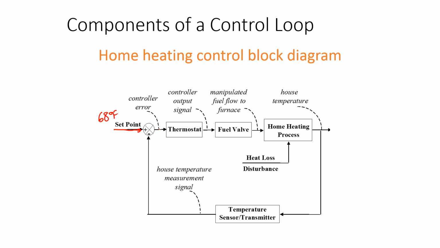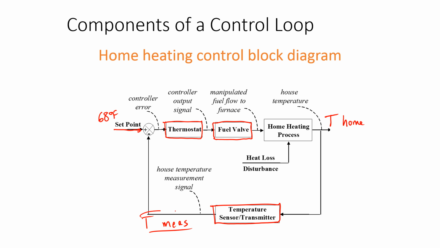And then we have a controller error. This is the temperature of our home, the actual temperature, and this is the measured temperature of our home. So that's a temperature signal. Now these two can be the same, or they can be a little bit different. Let's say the measurement device isn't calibrated correctly, it could be different. But this represents our temperature sensor. So you need three things for a control system: a sensor, an actuator, and a controller. Those are the three things that you need for any control system.